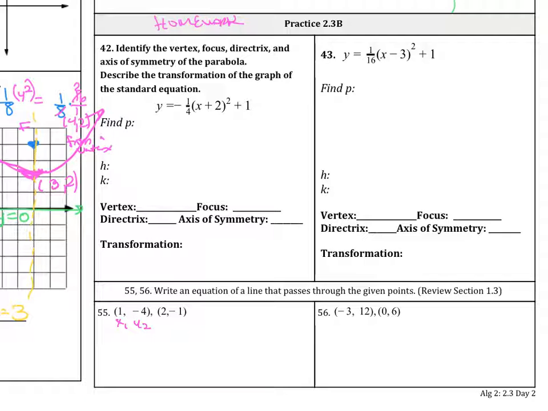And so remember that you need to use the slope formula, x1, y1, x2, y2, m equals y2 minus y1 over x2 minus x1. And then in order to find the equation, you're going to use point-slope: y minus y1 equals m times x minus x1. Okay, so you'll do that for both 55 and 56. It's just a good review on writing an equation of a line.